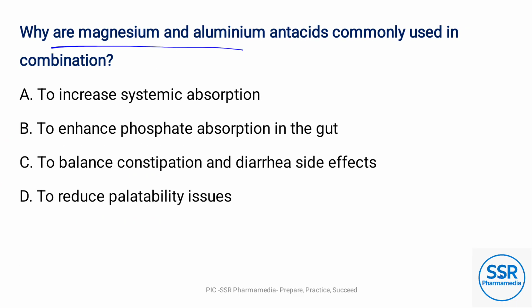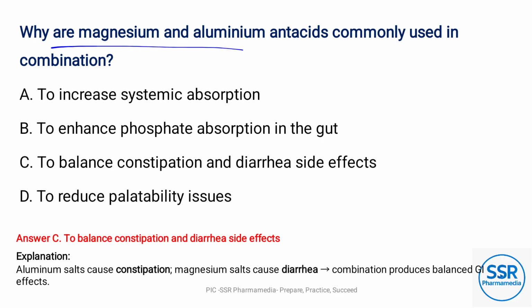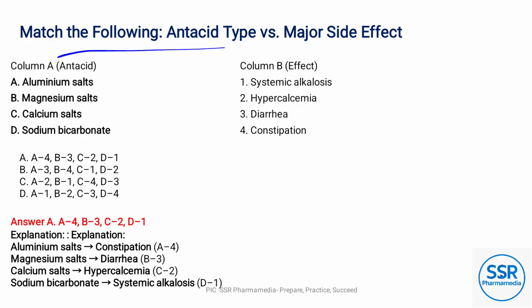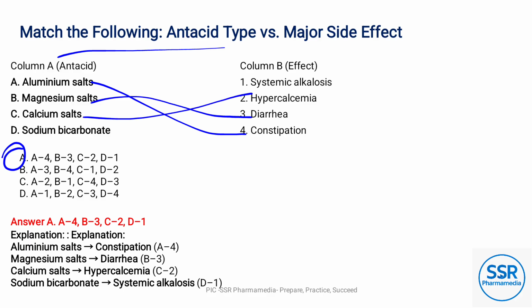Why are magnesium and aluminum antacids commonly used in combination? Option C, to balance the constipation and diarrhea side effects. Match the following antacid types versus major side effect. Option A is the answer. Aluminum salt causes constipation, magnesium salt causes diarrhea, calcium salt causes hyperkalemia, and sodium bicarbonate causes systemic alkalosis.